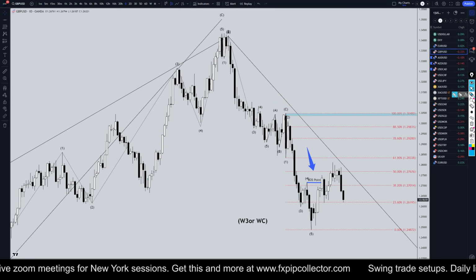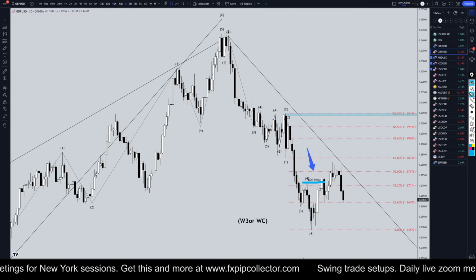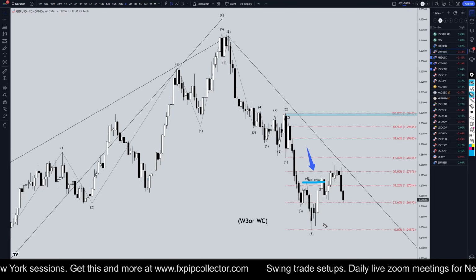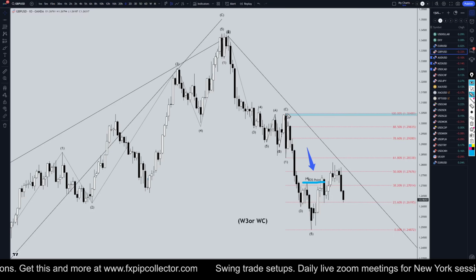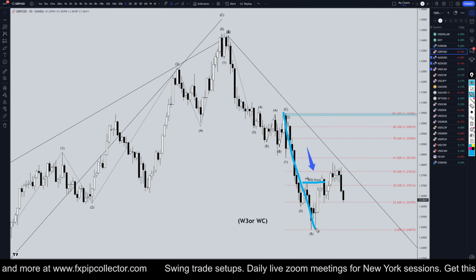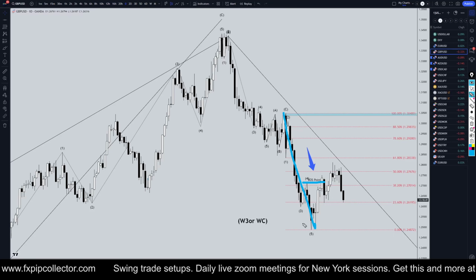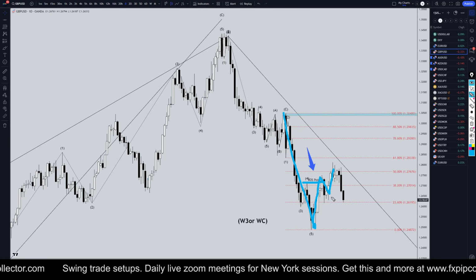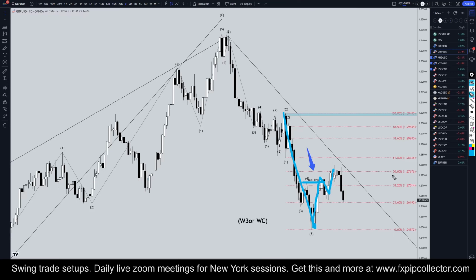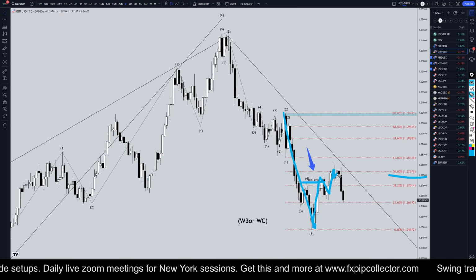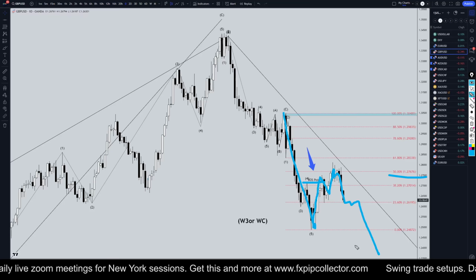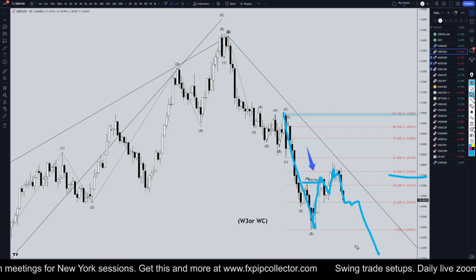Heading down to the daily, now we did have a breaker structure up on the daily, but a breaker structure does not mean trend reversal. A breaker structure could just mean that we're making a correction to the last impulsive move, which is exactly what I think happened. I think we have three waves up to a 50% Fibonacci. I think we have another end of a correction, and I think we have another continuation of the downtrend.